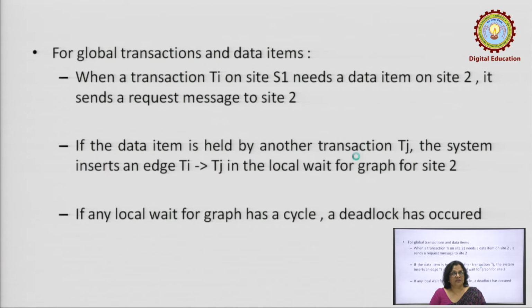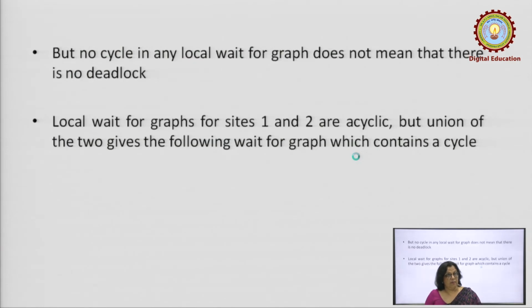Now, for the global transactions and data items, when a transaction Ti on site S1 needs a data item on site 2, it sends a request message to site 2. If the data item is held by another transaction Tj, then the system inserts the edge Ti to Tj in the local wait-for graph of site 2. If any local wait-for graph has a cycle, then a deadlock occurs. But no cycle in the local wait-for graph does not mean that there can be no deadlock.